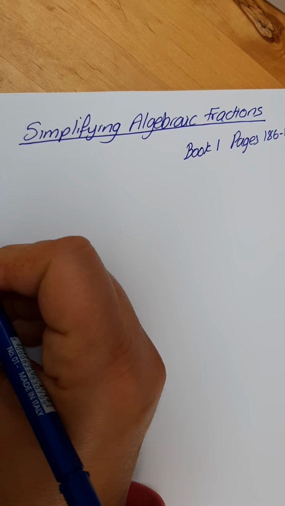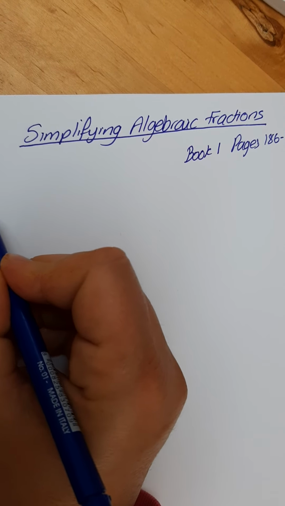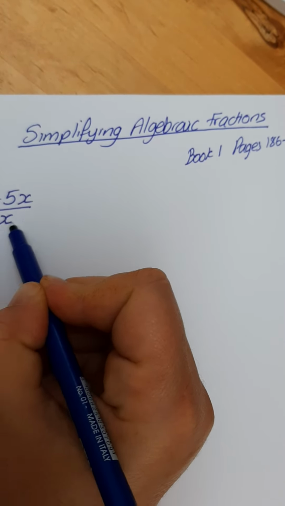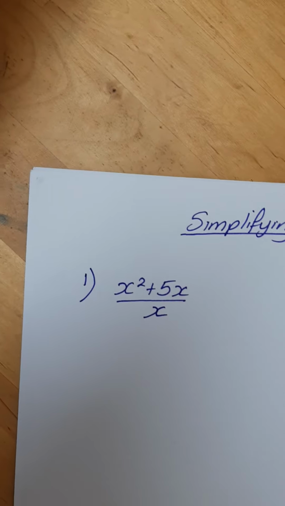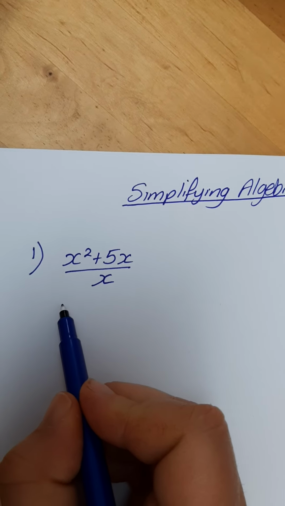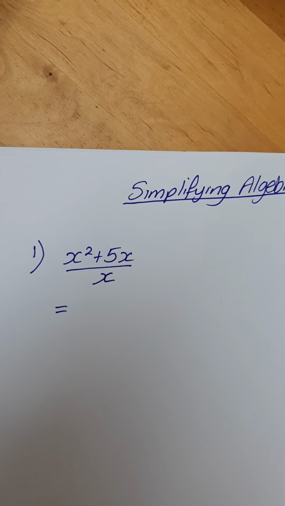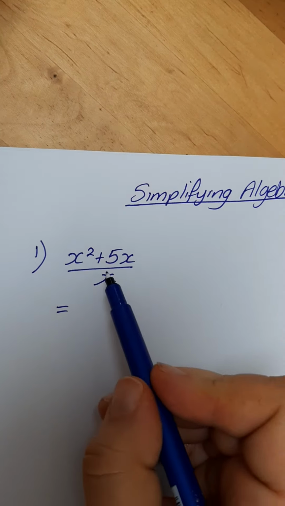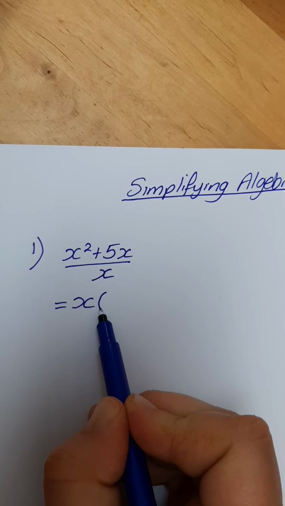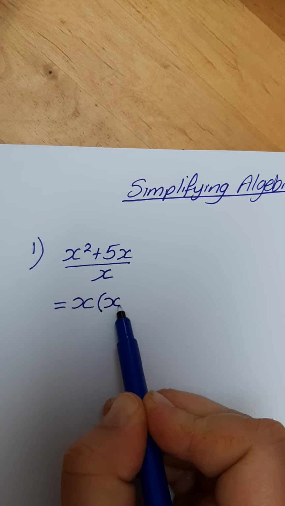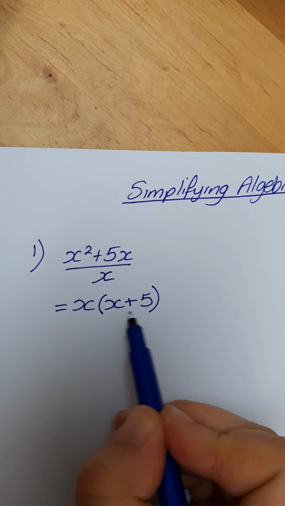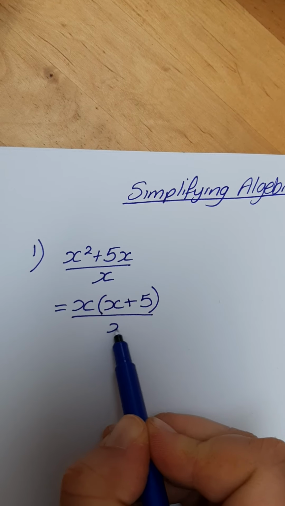You are asked to simplify, for example, x squared plus 5x over x. Do you remember how we would do that? If you remember correctly, we will have to first factorize wherever possible. So I factorize the numerator. x is the common factor. Open bracket. x times x will give me the x squared. Plus 5 will give me the 5x over x.